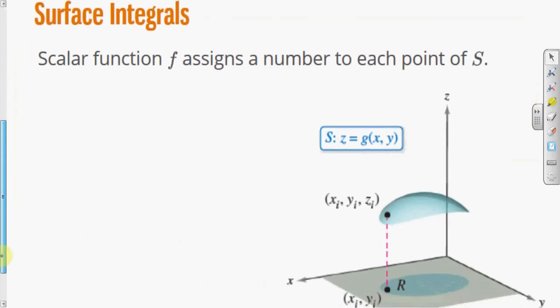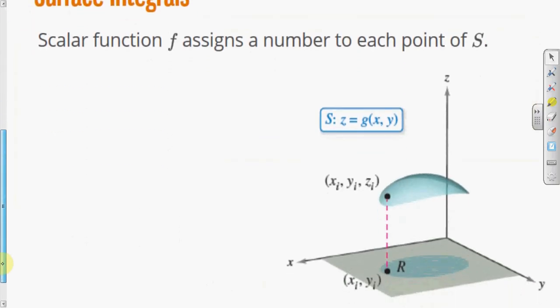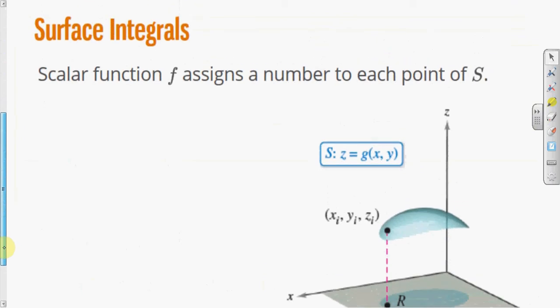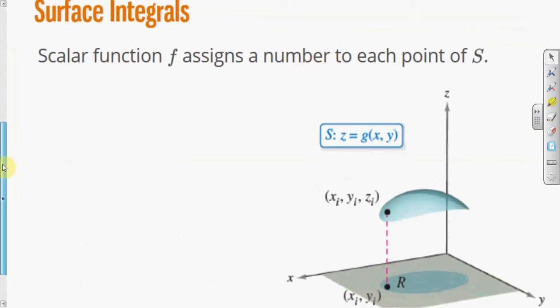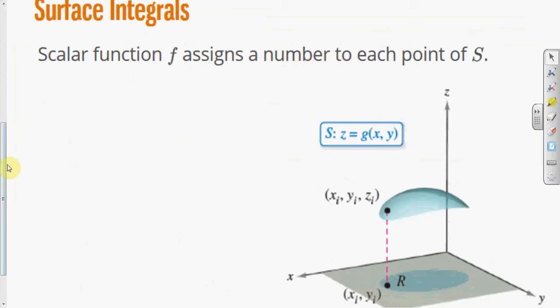Basically, what I just got through trying to describe to you is that this function f is assigned to the particular surface area. Here they say a scalar function f assigns a number. When you evaluate it, you get a number to each point on the surface. The points on the surface by themselves, we can calculate the surface area. When I assign a function to it, we just call that the surface integral.